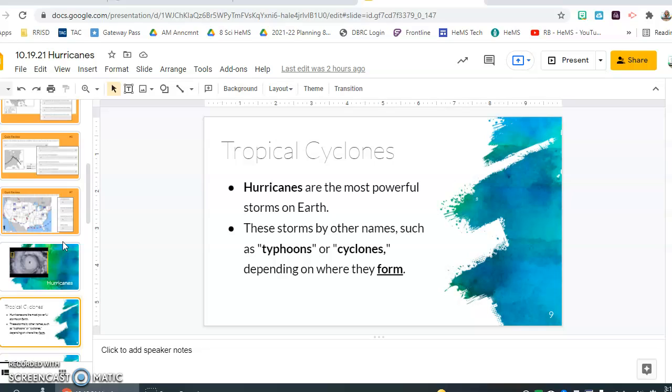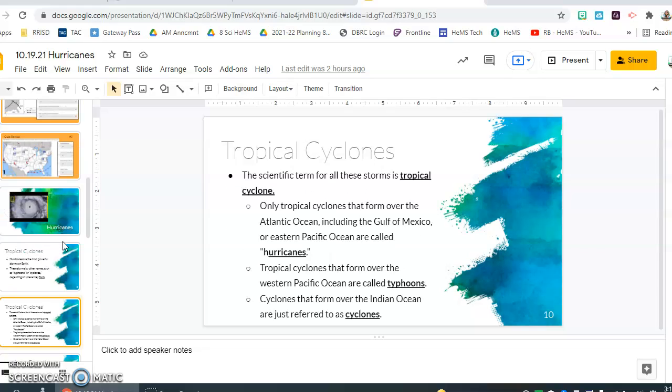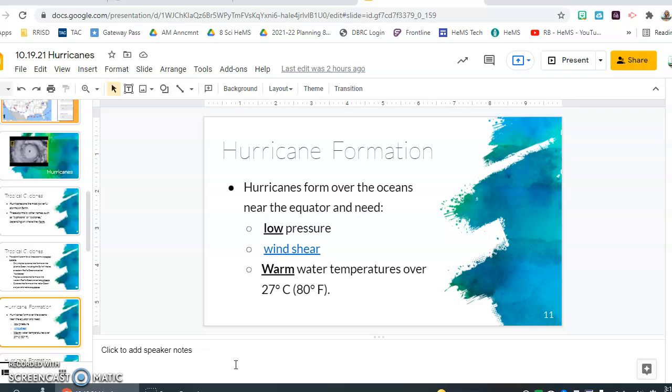Hurricanes are the most powerful storms on Earth. These storms, by other names, are also called typhoons or cyclones, and this depends on where they are formed. The scientific term for all of these is tropical cyclone. Only tropical cyclones that form over the Atlantic Ocean, including the Gulf of Mexico, or the eastern side of the Pacific Ocean, are called hurricanes. Tropical cyclones that form over the western Pacific Ocean are called typhoons. Cyclones that form over the Indian Ocean are just referred to as cyclones.